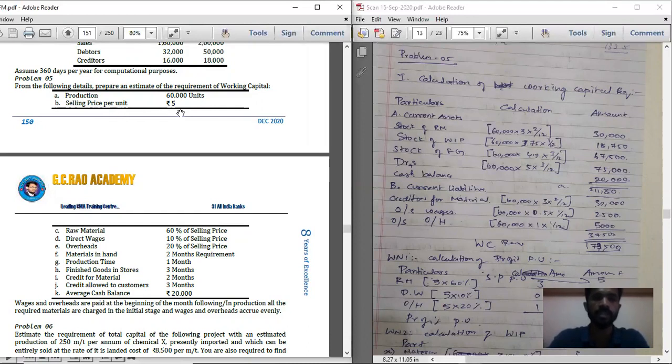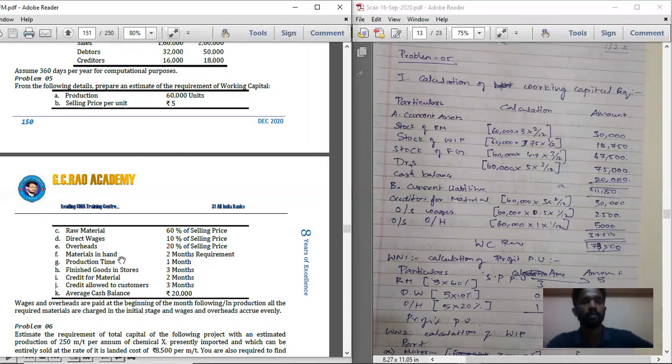Selling price per unit is rupees 5. And raw material is 60% of selling price. Suppose selling price is 5, then on that 60%, that is rupees 3, is raw material cost. Direct wages is 10% of selling price. Overheads is 20% of selling price. So we can calculate this per unit cost using this selling price and percentage of selling price.